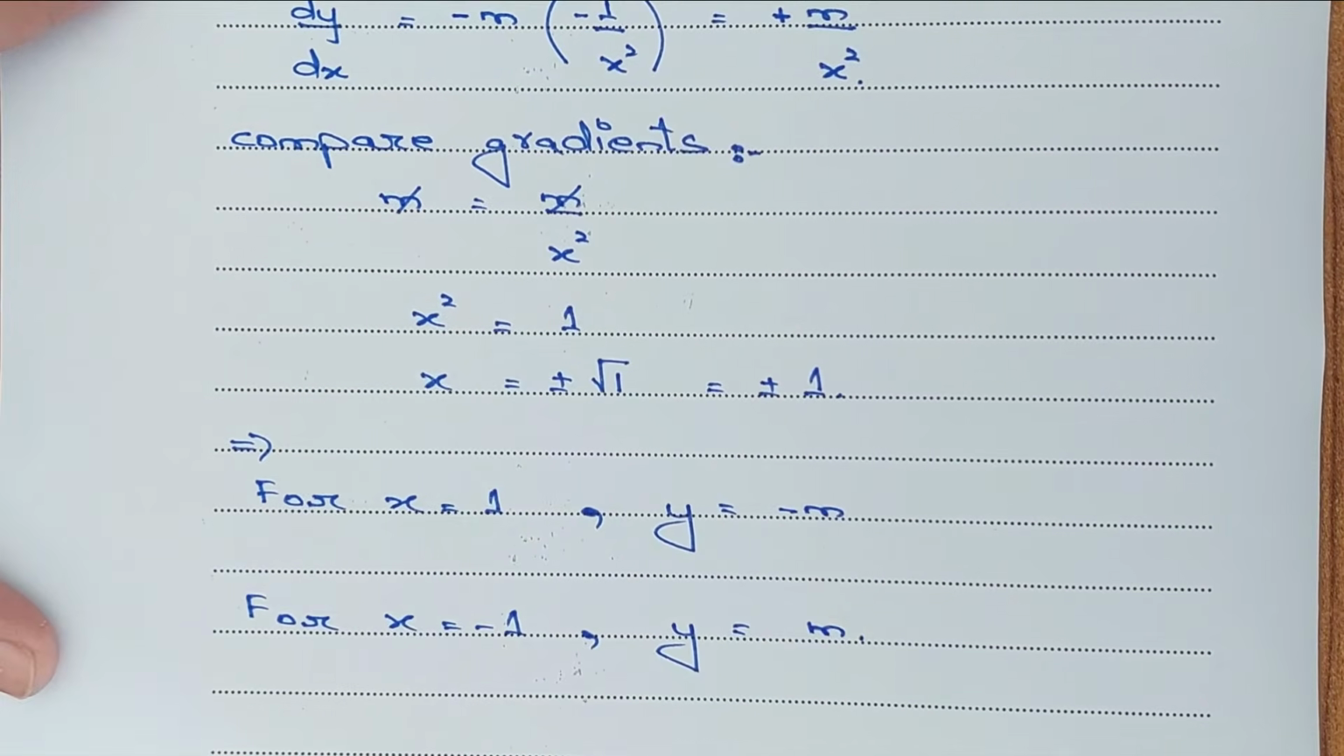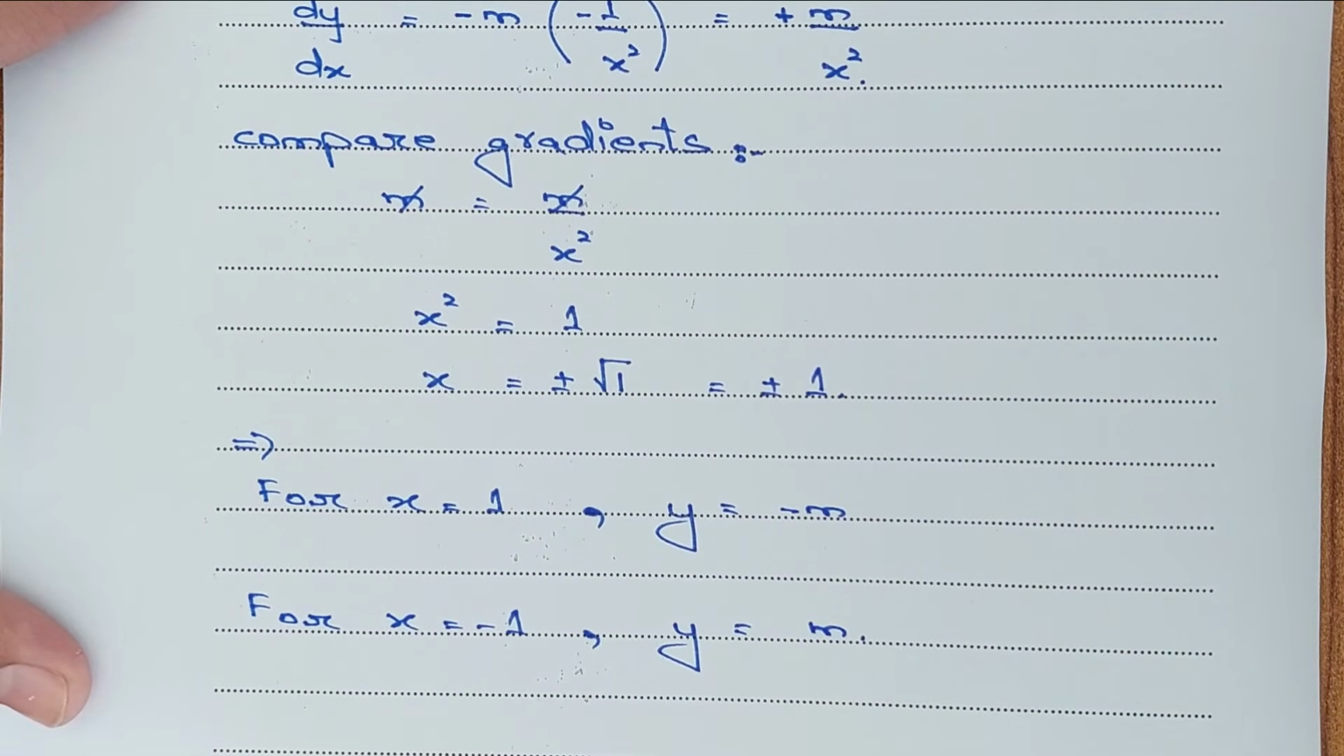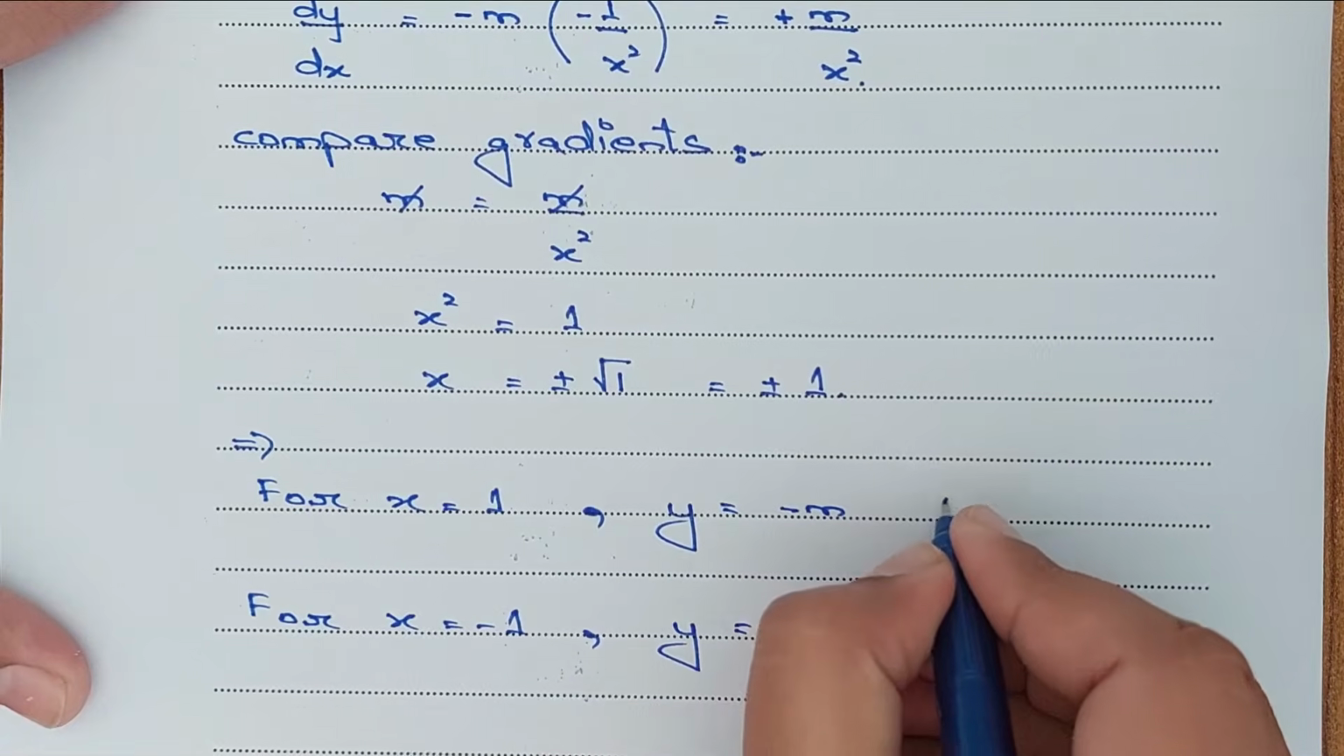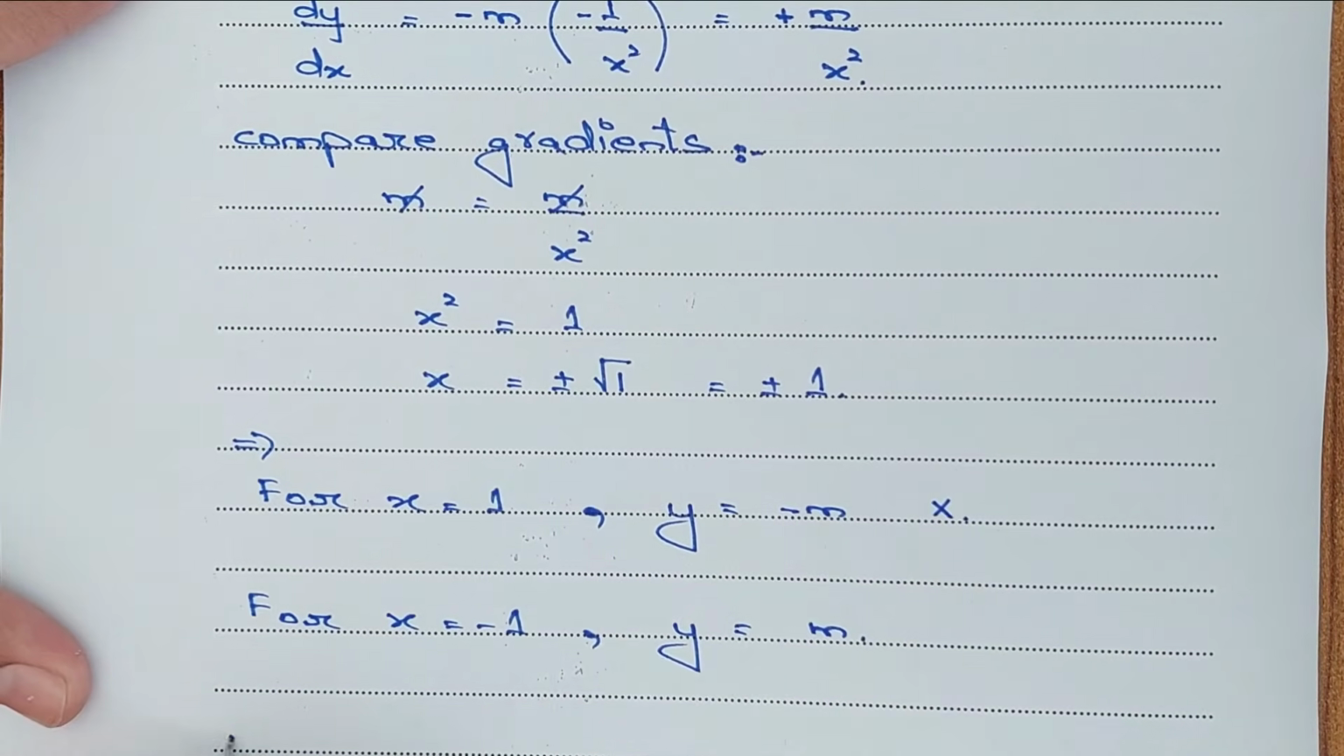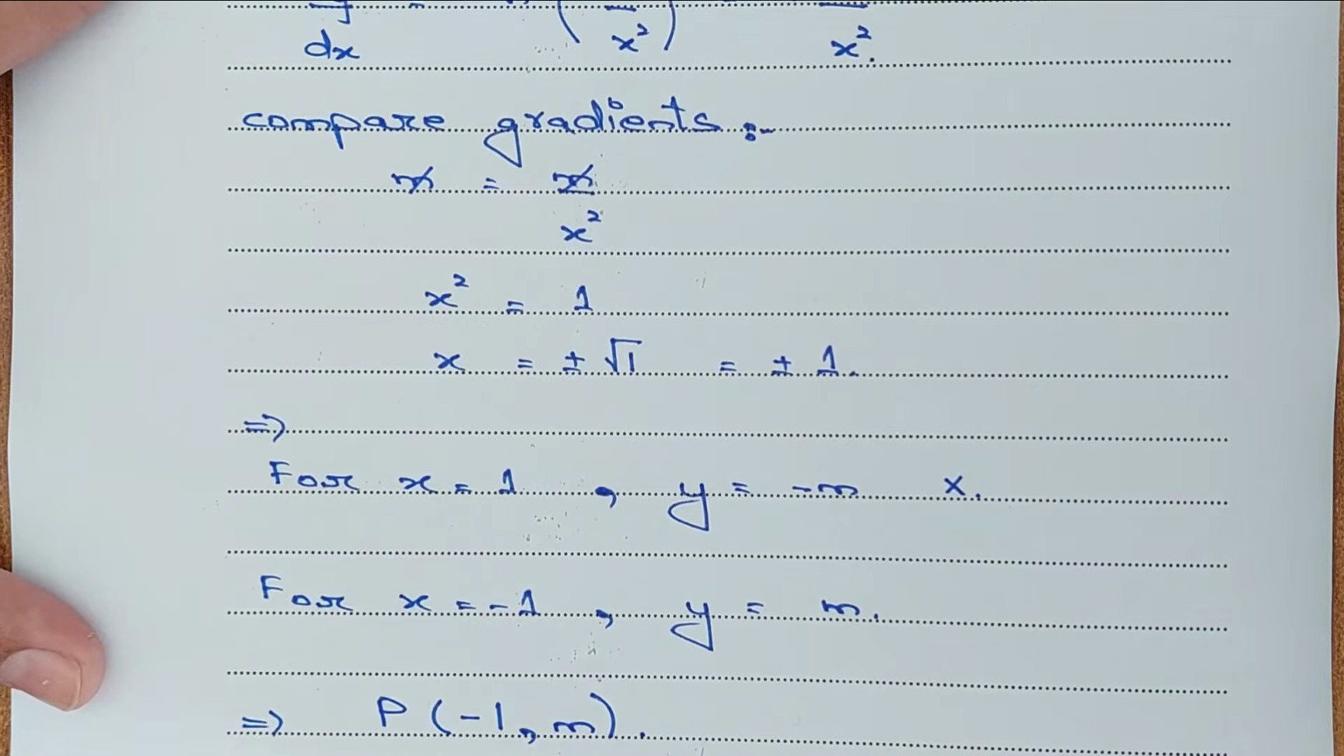y is positive m. But we have been given the information that m and c should be positive constants. So we are not considering this value. So we can say the coordinates of P are: the x coordinate is minus 1 and the y coordinate is m. These are the coordinates for P.